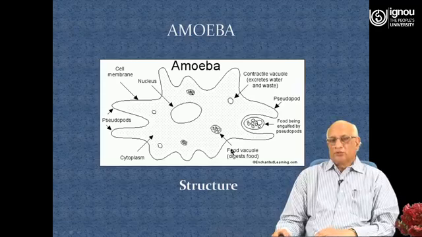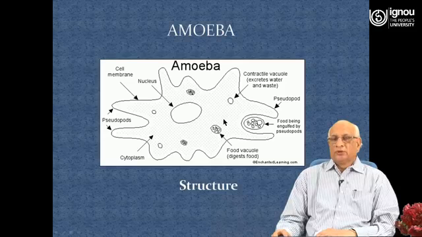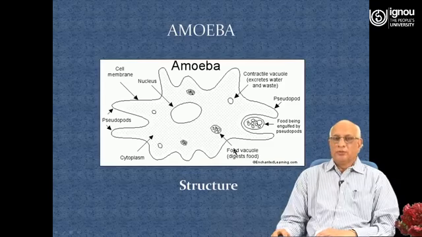Unicellular, microscopic. The body does not have a specific shape. That is why the species name Proteus originated. It is named after the god who could change his shape. That is why the name is Amoeba proteus.